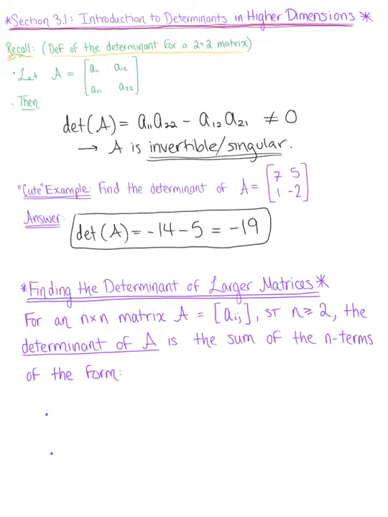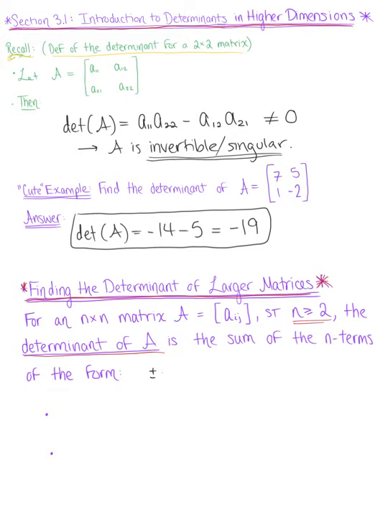And again, we can note here that since this determinant does not equal 0, the matrix is invertible, or nonsingular. So this is all well and good, but what if we're given a matrix that's larger than a 2x2? That's what we're going to explore today: finding the determinant of larger matrices. For an n by n matrix A, such that n is greater than or equal to 2, the determinant of matrix A is the sum of the n terms of the following form.